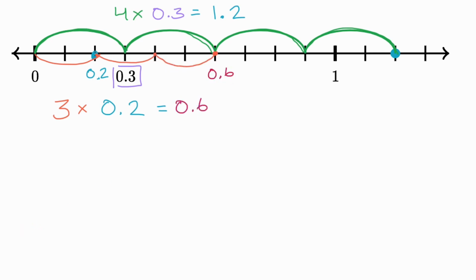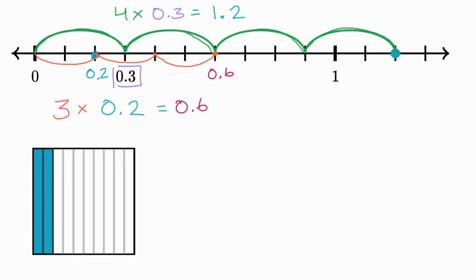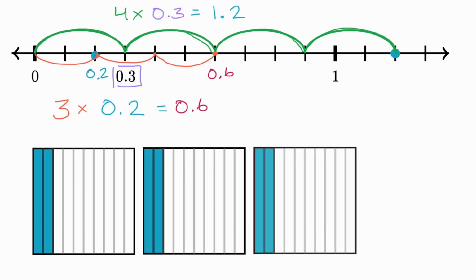Now you can also visualize 2 tenths as parts of a whole. So for example, this represents 2 tenths. I have this whole, this square is a whole. It's split into 10 equal columns here, and we have 2 of them filled in, so this represents 2 tenths. So if you have 3 times 2 tenths, well, this is 1 times 2 tenths, this is 2 times 2 tenths, and this is 3 times 2 tenths.